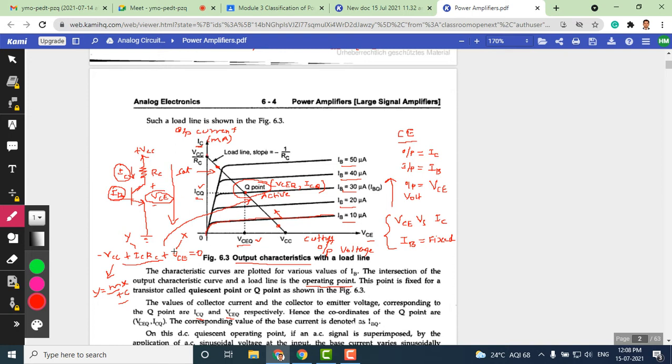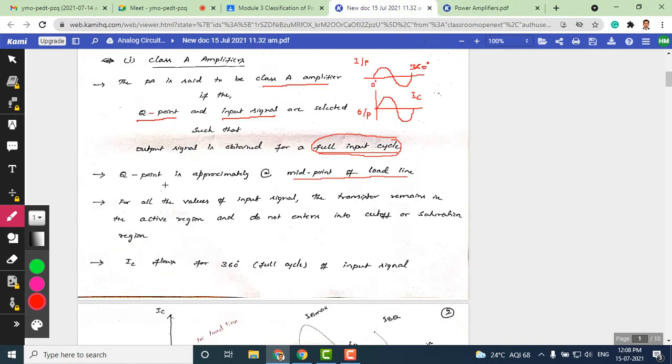This line is nothing but an equation that obeys this equation: minus VCC plus ICRC plus VCE. This is the straight line equation, and we have drawn this equation that gives us this line. We are selecting the operating point anywhere on this load line. But for a class A amplifier, the Q point has to be at the mid of the load line.